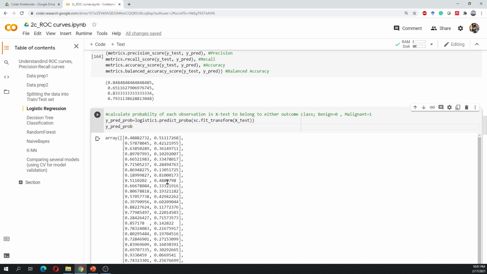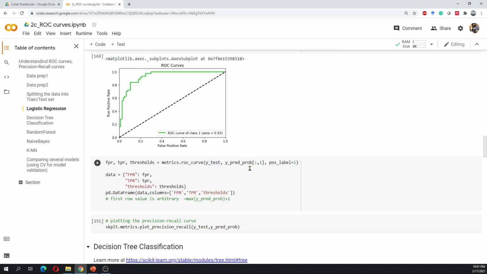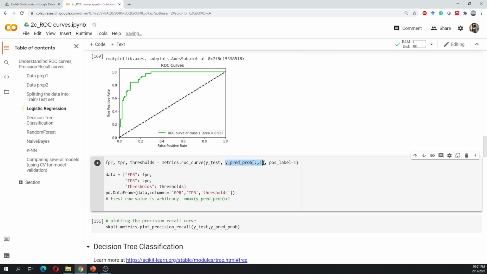I just need these, basically the probability of belonging to class 1. That's what I need to provide as an input to that function here, ROC curve. So that's the only thing I'm doing here. I'm just saying take that second column, which is the probabilities for class 1, and I'm telling it the positive label is a 1, and it's going to produce false positive rate.